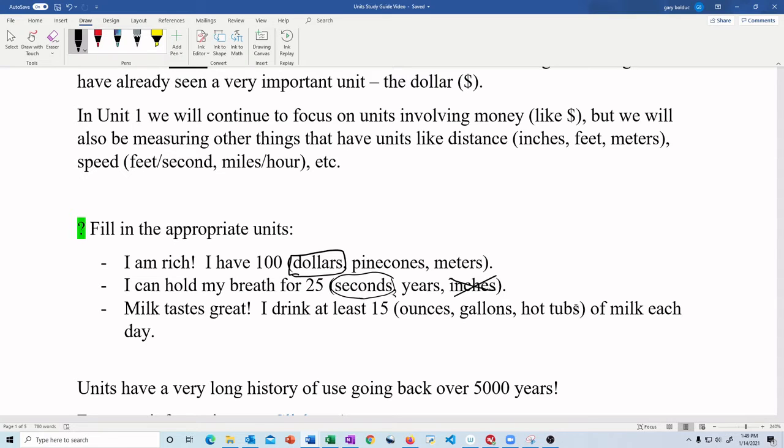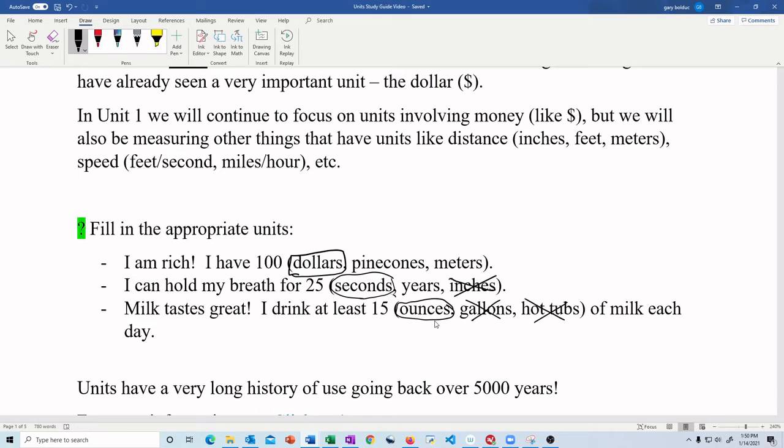But again, we got to think about this. Two of these don't make any sense for what a person could actually do, and you have to think through that. Ounces is correct because 15 gallons a day would be quite a lot of milk, probably too much for us to drink. And a hot tub full, or 15 hot tubs full, is definitely too much for us to drink.